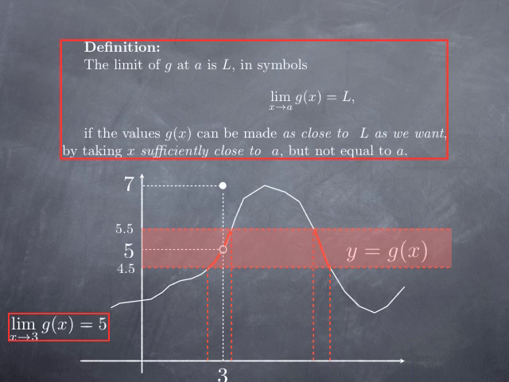How do we want to achieve that? According to that definition, by taking x sufficiently close to a. Well, in other words, what happens over there, we don't really care. But you see that indeed, we can achieve that by taking x sufficiently close to 3, but not equal to 3. In other words, all the points in that red interval around 3 are mapped by the function g between 4.5 and 5.5, except possibly 3.